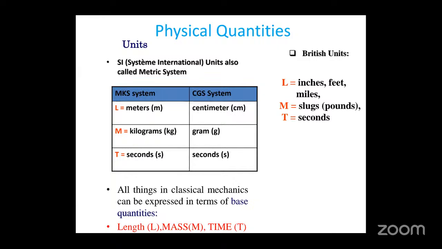FPS system, which is the foot pound second system. That is in the British system of units. Then we have the MKS, which is the meter, kilogram, second system. Meter, kilogram, second system. MKS.